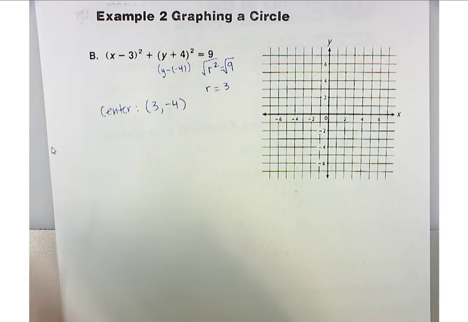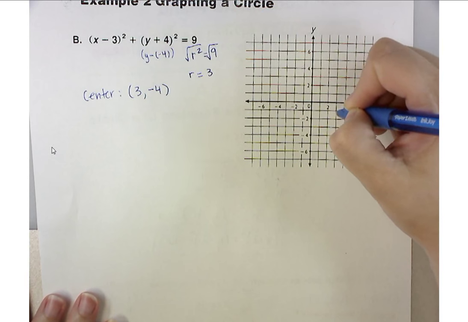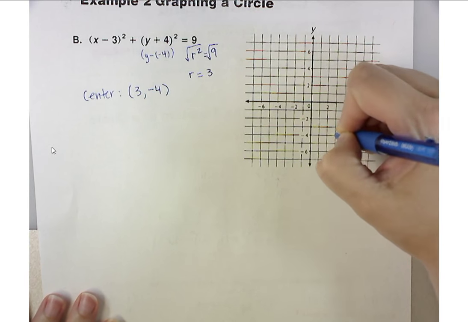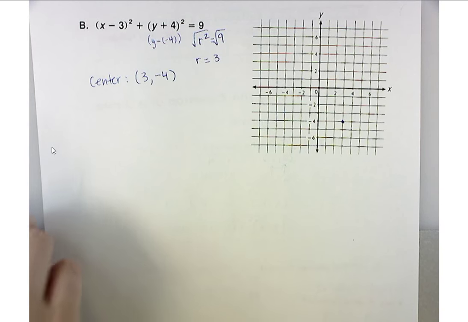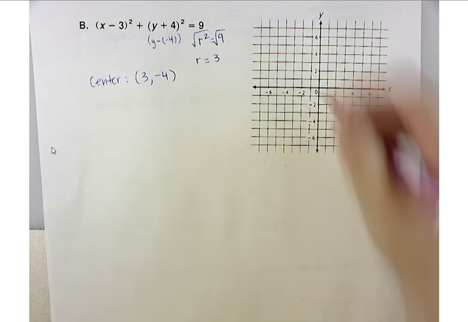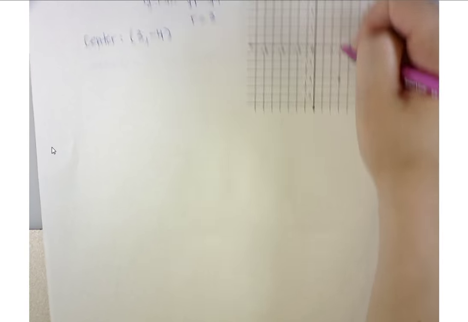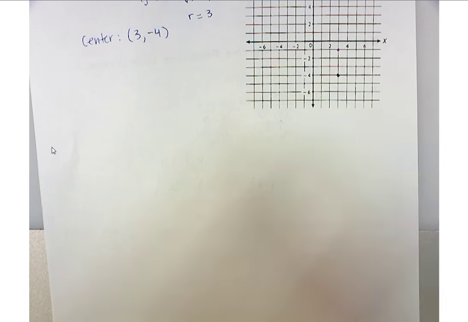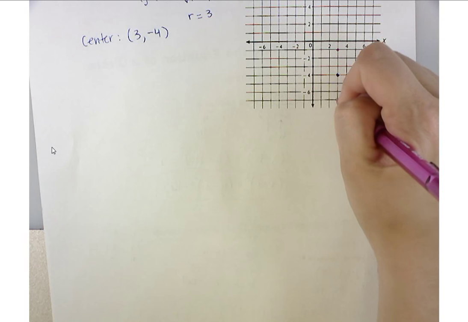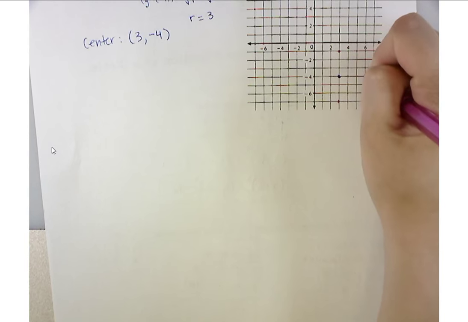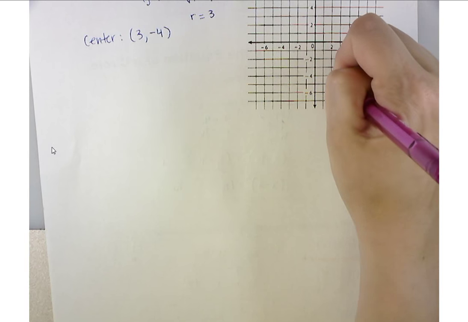Okay, so then the first thing we're going to graph is the center. So I'm going to go over 1, 2, 3. I'm going to go down 1, 2, 3, 4. Right, now how can I use the radius to help me find other points on the circle? Okay, so I can just from the middle, right, I can go 3 spaces up. So 1, 2, 3. I could also go 3 spaces where? Down. So 1, 2, 3. Where else should I put them? To the right. 1, 2, 3. And left. 1, 2, 3.